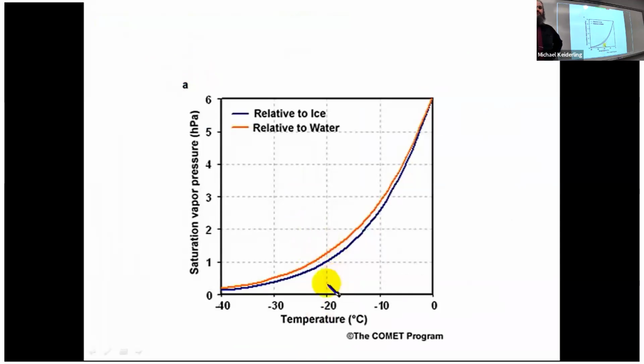So the reason that this happens is that the saturation vapor pressure relative to ice is lower than it is for water. So for example, if we're at a temperature of minus 20 degrees C, our saturation vapor pressure for ice is only 1, where it's about 1.2 for water. So if we take an air mass and we cool it, it's going to hit saturation next to the ice crystal sooner than it is going to hit it next to the water droplet.